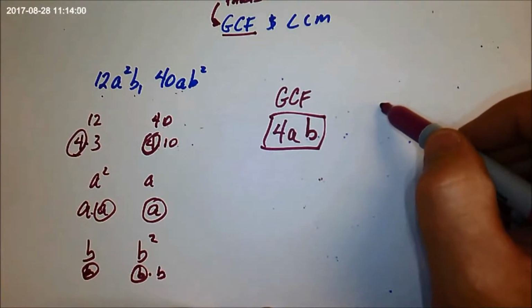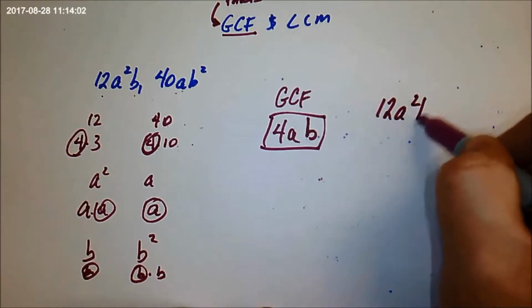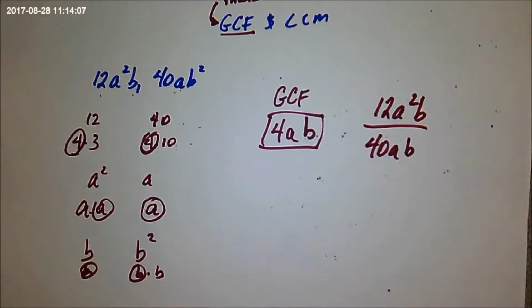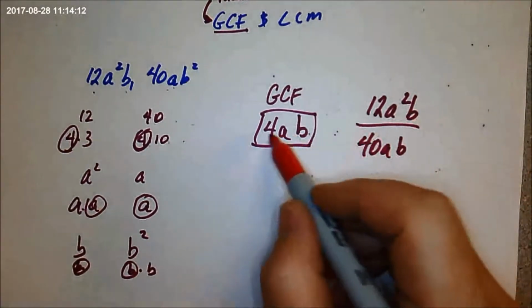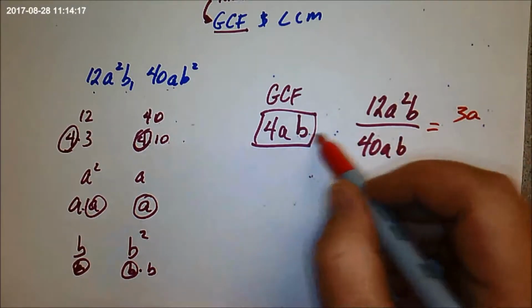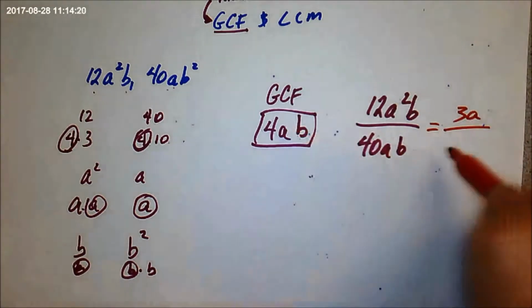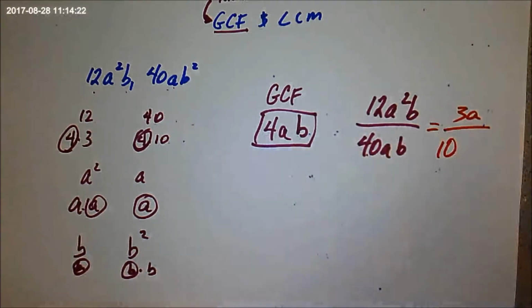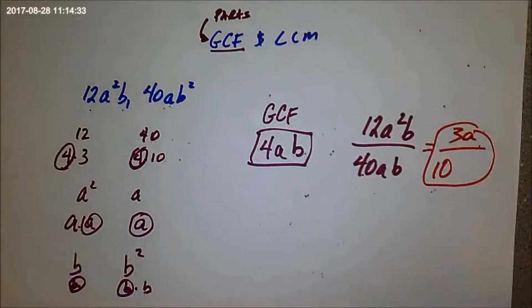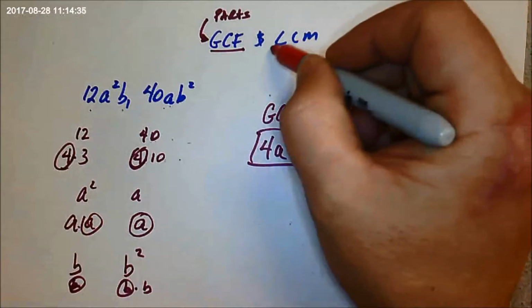Now where that would come into play is if you had, I don't know, something like 12a squared b, and you were dividing it by 40a b squared. What you would actually divide out of the numerator and the denominator would be this greatest common factor. So 4 goes into 12, 3 times, a goes into a squared, a times, and b goes into b 1 time. And you do the denominator the same way. You see 40 divided by 4 is 10, a goes into a 1 time, and b goes into b 1 time. So if you were reducing, you would use the greatest common factor. That's what it's for.